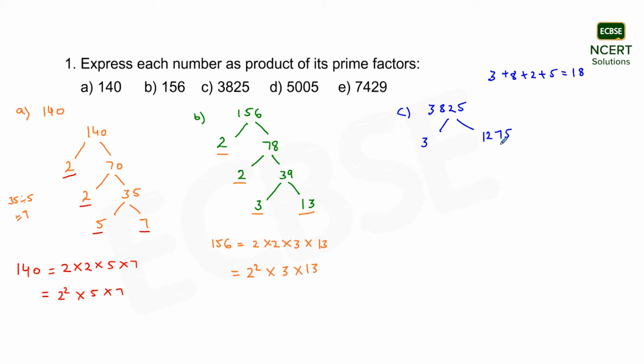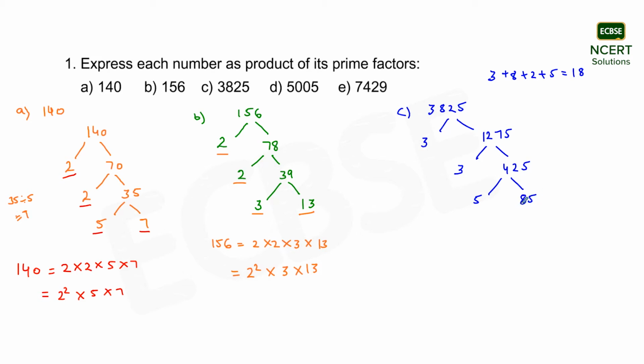Again, this is not divisible by 2, but it is divisible by the prime factor 3. So if I take the prime factor 3 out, I'll be left with 425. Now the number 425 is neither divisible by 2, because it is not an even number, nor divisible by 3, because the sum of 4 plus 2 plus 5 is equal to 11. But this number is divisible by 5. So if I take the prime factor 5 out, I'll be left with 85.